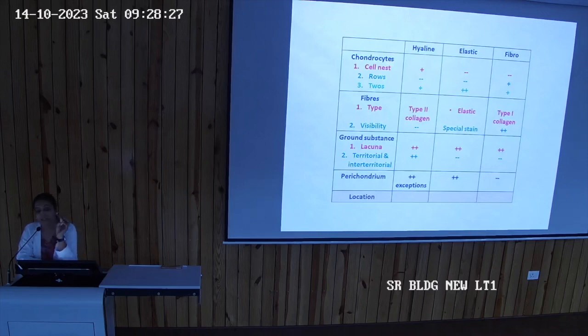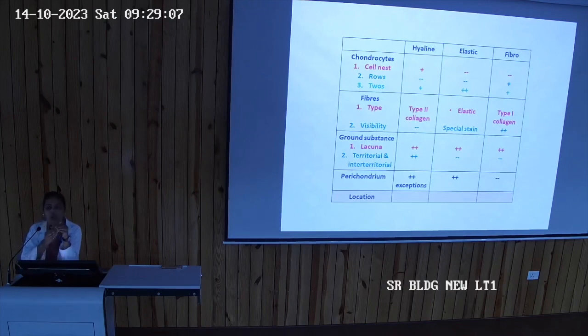So cell nests are present in which type of cartilage? Hyaline cartilage. Rows of cells are present in the fibrocartilage. Cells may be present singly or in twos in elastic, hyaline and also in the fibrocartilage. Then fibers: type 2 collagen fibers in the hyaline cartilage, elastic fibers in elastic cartilage, and type 1 collagen fibers in fibrocartilage. Then the lacunae are present in all. Territorial and interterritorial matrix is present. So what do you understand by the term territorial?